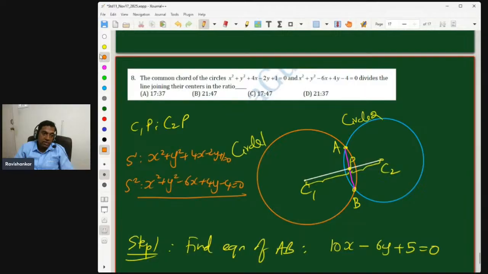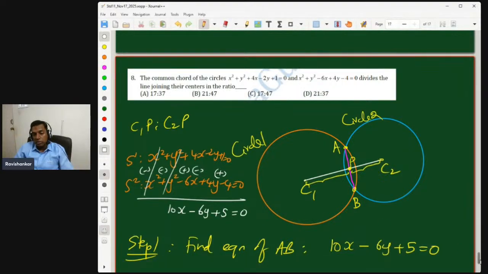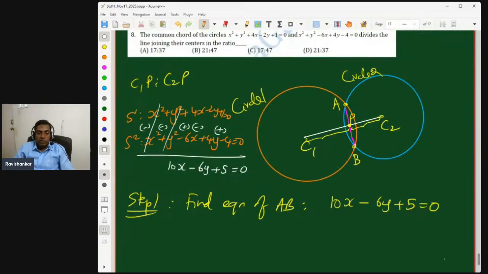So subtract like you subtract algebraic expressions, you will get 10x minus 6y plus 5 equals 0. So now step 2 is to find C1P and C2P.